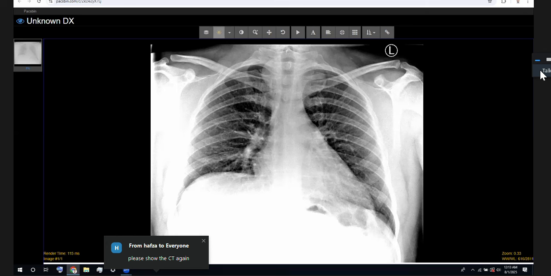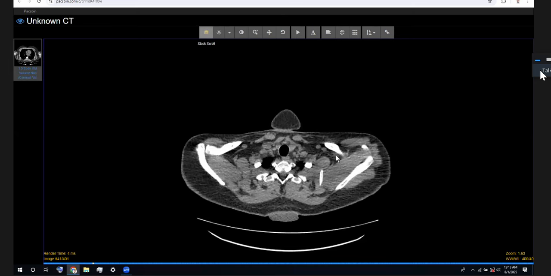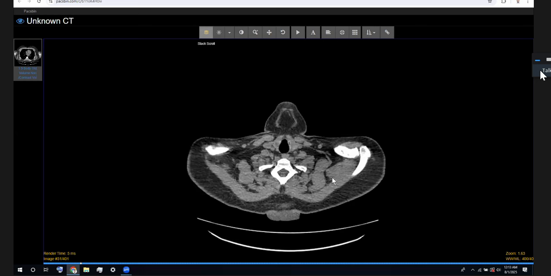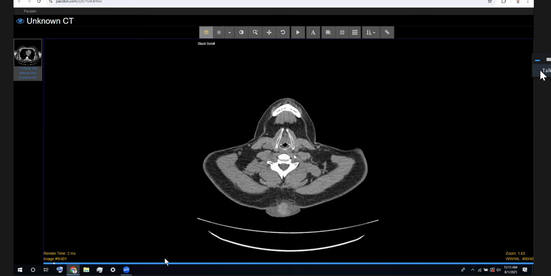Please show the CT again. You can actually see the CT yourself, you can just click on that link, but if you want to just show it there. And that's our timer, perfectly timed. Okay. So how did you feel that went?